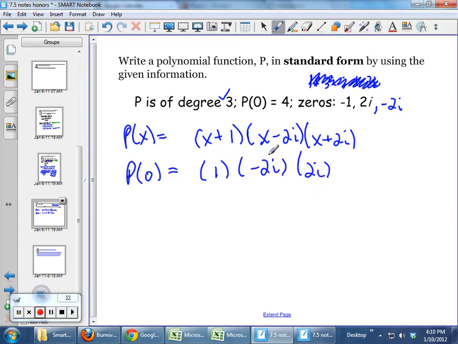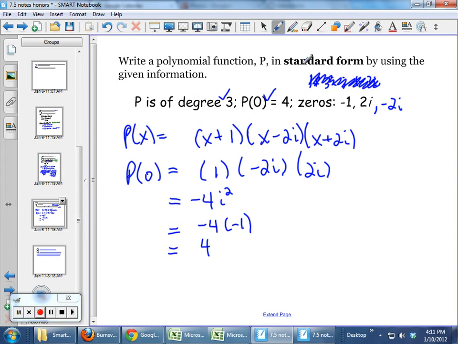Alright, so let's multiply these. 1 times negative 2i times positive 2i. That's going to give us negative 4i squared. Well, i squared, as we know, is negative 1. So we'll replace that with just negative 1. Negative 4 times negative 1 is positive 4. And guess what? P of 0 is 4. We're good to go. We don't have to multiply it out in front by anything. So P of 0 is 4. That's good.